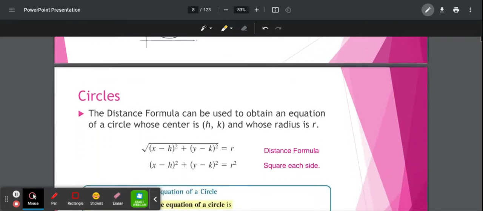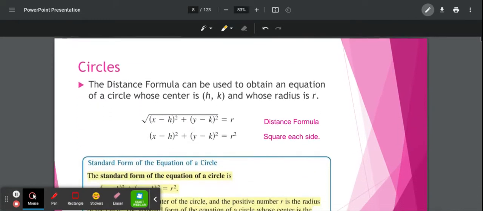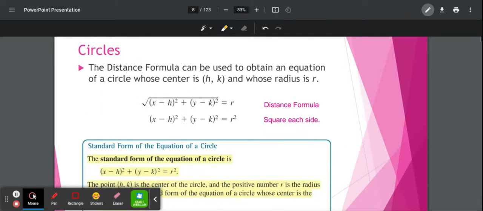For circles, we can use the distance formula to figure out what the radius is. If we know what the center of the circle is, the h and the k, and we know one point on the circle, an x and a y, just one point out on the edge of the circle, then if we use the distance formula, we would end up with the radius. So remember this right here, that's your distance formula.